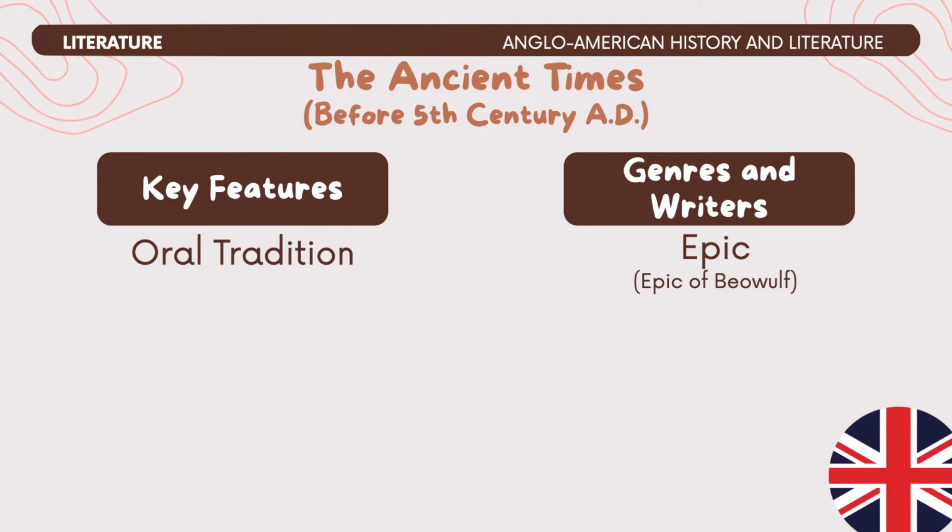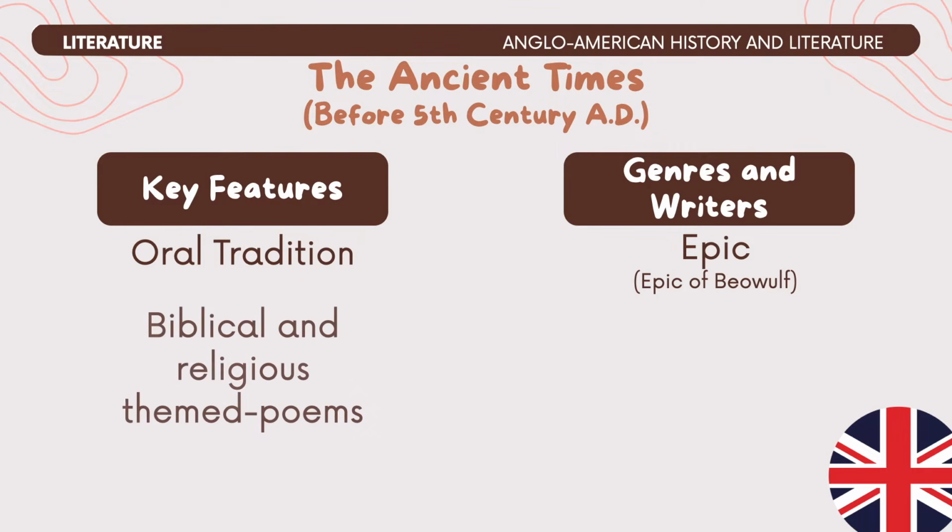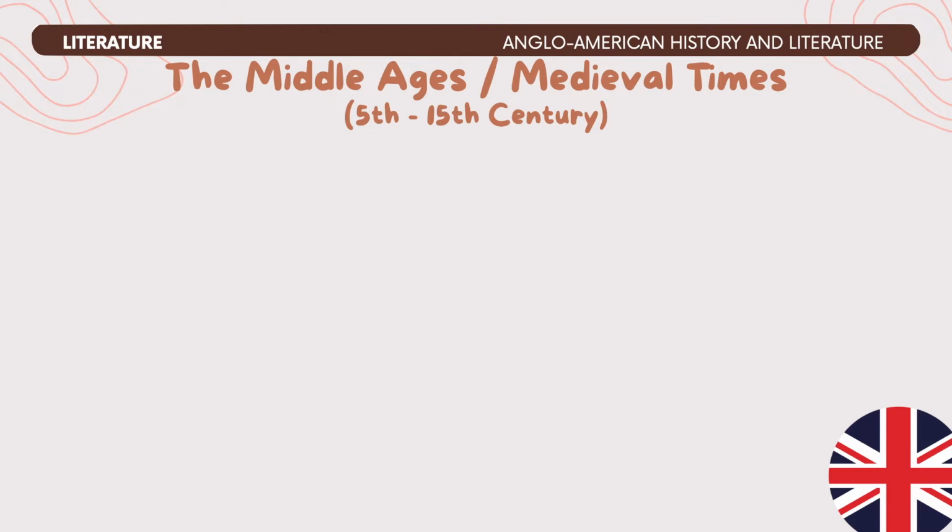Another feature of literature in the ancient times is that poems written are laden with biblical and religious themes. Religious poems written by Cynewulf and Caedmon are examples of these. The second historical period is the Middle Ages, also called the medieval times.